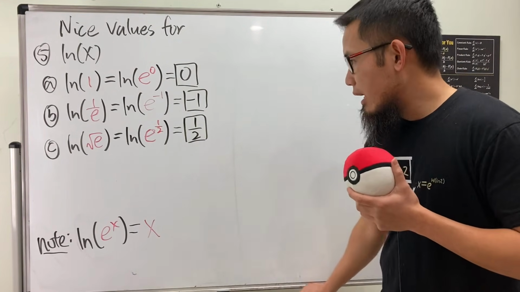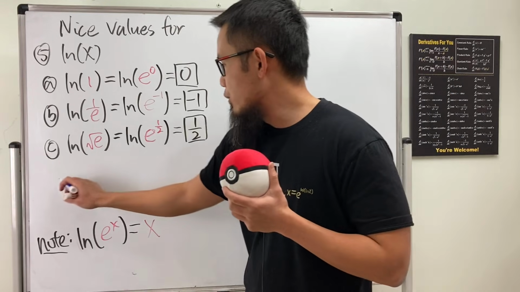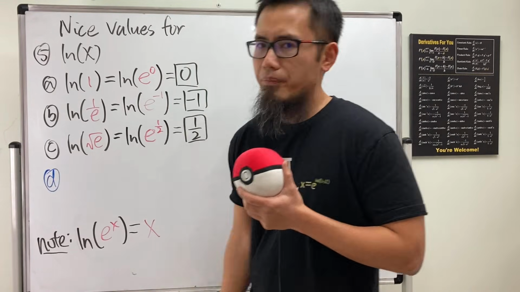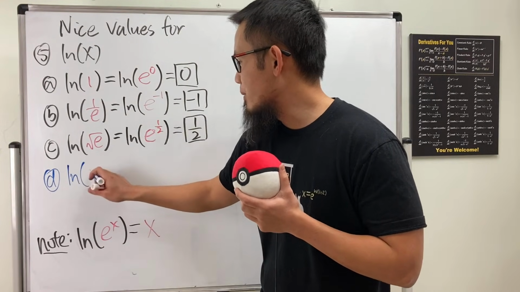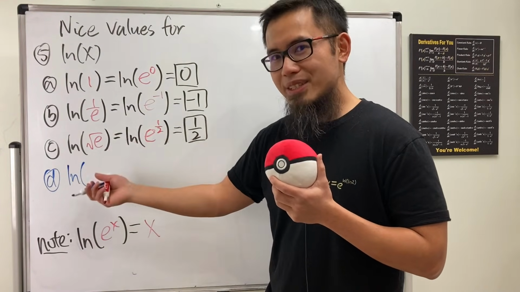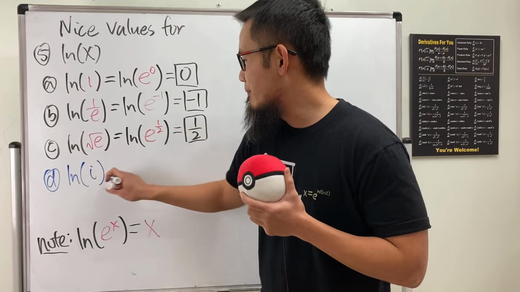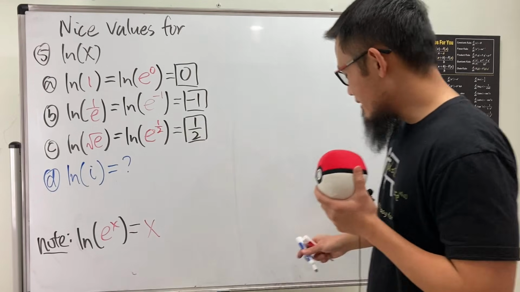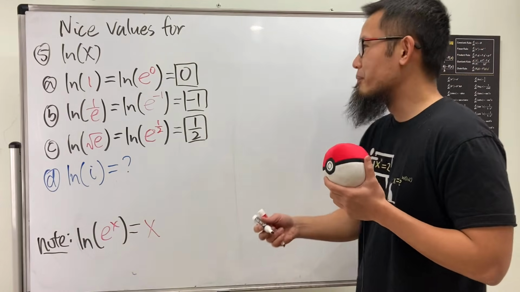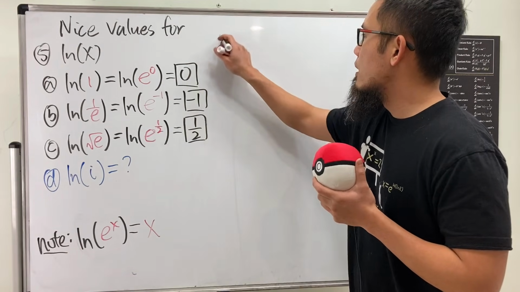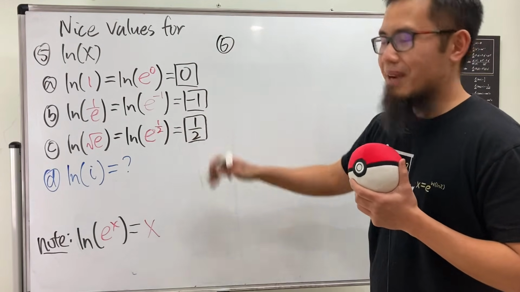And I'm going to give you guys another one, but I'm not going to do it for now. Part D, let's compute some complex values. Maybe I'll do this later, or maybe at the end. Let's look at ln of i. If you know what it is already, you can just try to figure it out, or just leave a comment down below. But anyway, I'm going to keep everything real for now, yeah?